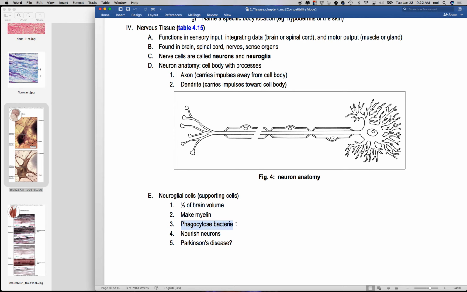Does that make sense? And then they also nourish your neurons. They know what kind of coffee you like. They know what you want, right? They bring you stuff. They also take out the trash for you. When you make your waste products, they get rid of it. And when they start to go bad, then the neurons start to go bad.